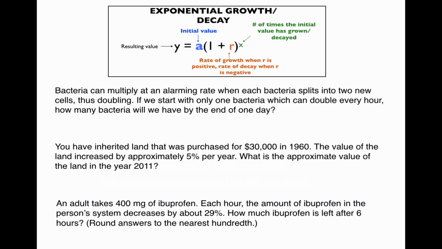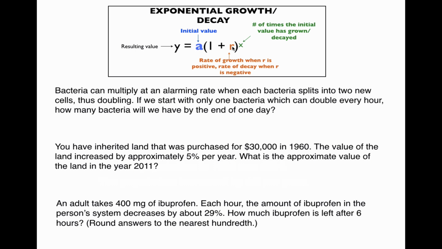Bacteria can multiply at an alarming rate when each bacteria splits into 2 new cells, thus doubling. If we start with only one bacteria which can double every hour, how many bacteria will we have by the end of one day? So, if we start with only one bacteria, that means our initial value is going to be 1. Now we're doubling it. When we double, we're multiplying by 2, but if we're using this model, we have to think, what is our growth rate?